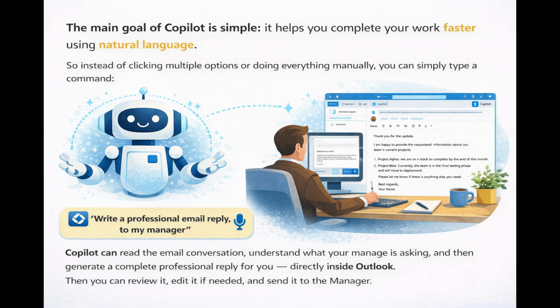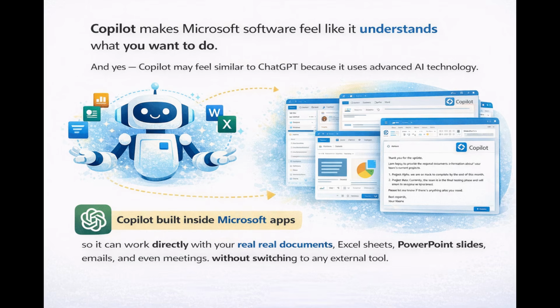For example, if you want to reply to your manager email, you can type, write a professional email reply to my manager. Copilot can read the email conversation, understand what your manager is asking, and then generate a complete professional reply for you directly inside Outlook. Then you can review it, edit it if needed, and send it to the manager. So basically, Copilot makes Microsoft software feel like it understands what you want to do.